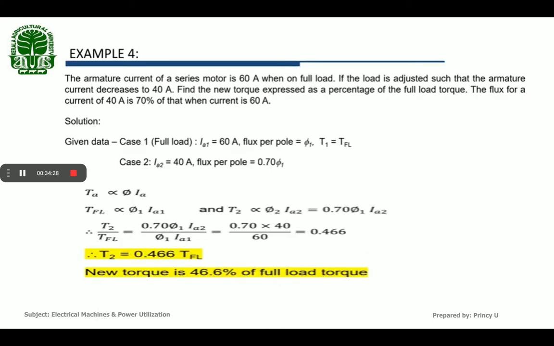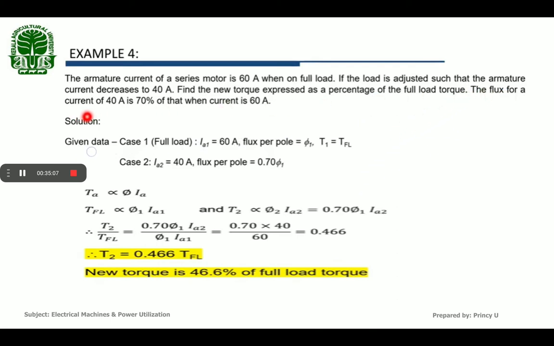Example 4. The armature current of a series motor is 60 ampere on full load. If the load is adjusted such that the armature current decreases to 40 ampere. Okay, so you understand there are two cases. In the first case the armature current is 60 ampere, so in case 1 Ia1 is 60 ampere, and in case 2 Ia2 is 40 ampere. We have to find the new torque, expressed as a percentage of the full load torque. The first case is the full load, so take T1 as the full load torque.